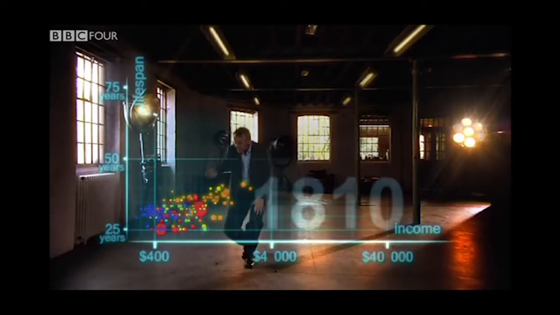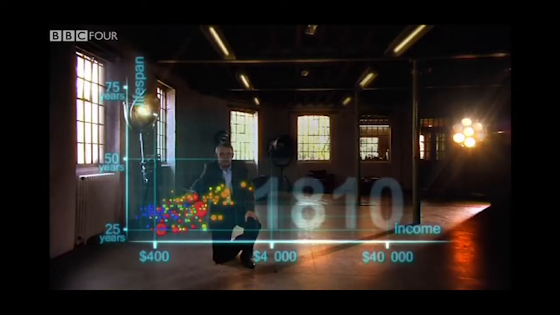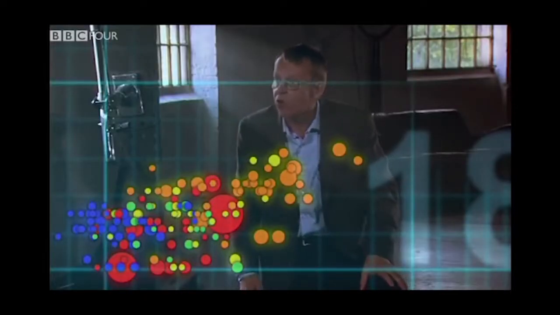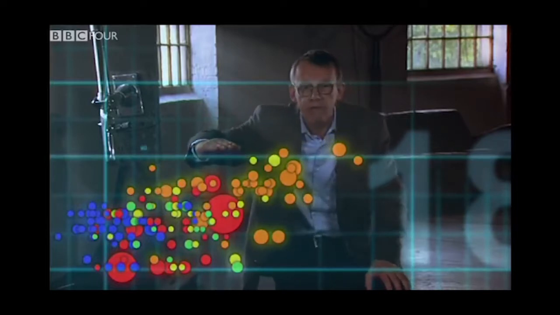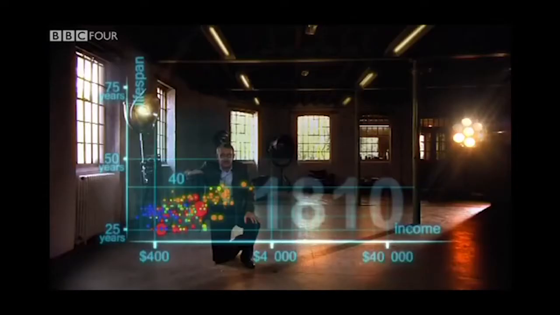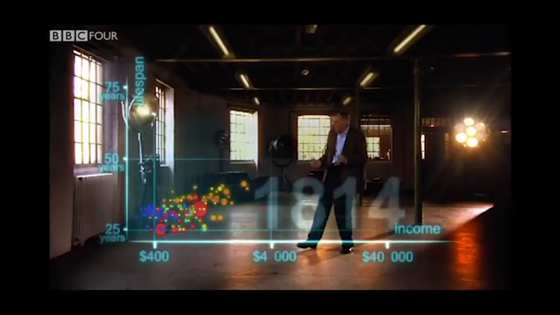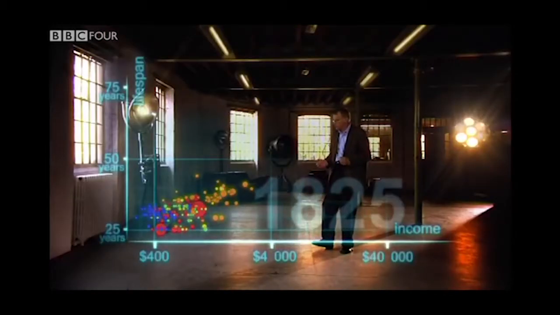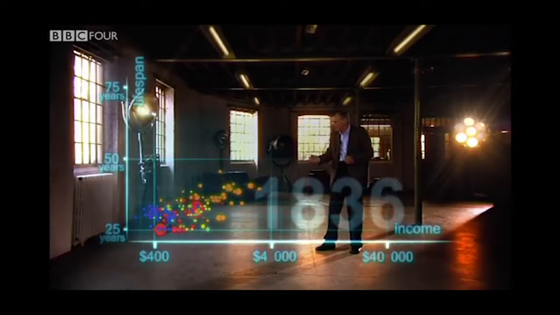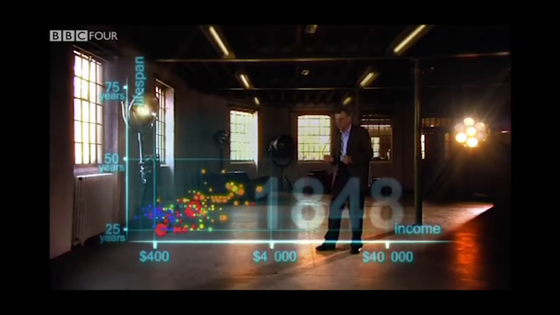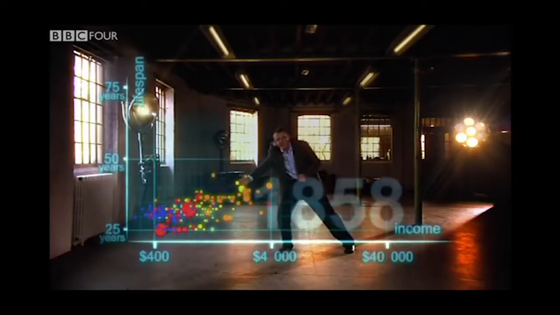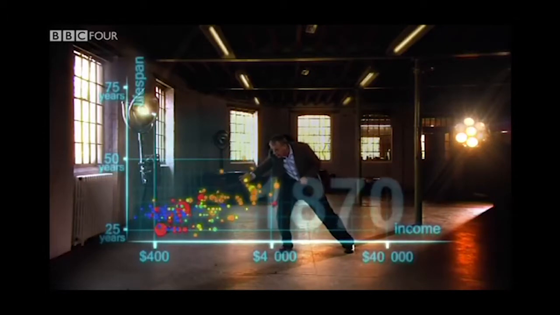And in 1810, it was pretty crowded down there, wasn't it? All countries were sick and poor. Life expectancy was below 40 in all countries. And only the UK and the Netherlands were slightly better off, but not much. And now, we start the world. The Industrial Revolution makes countries in Europe and elsewhere move away from the rest. But the colonized countries in Asia and Africa, they are stuck down there.